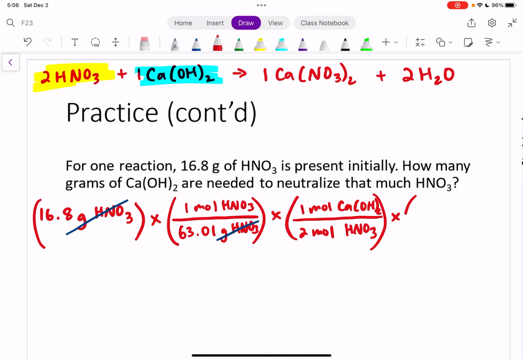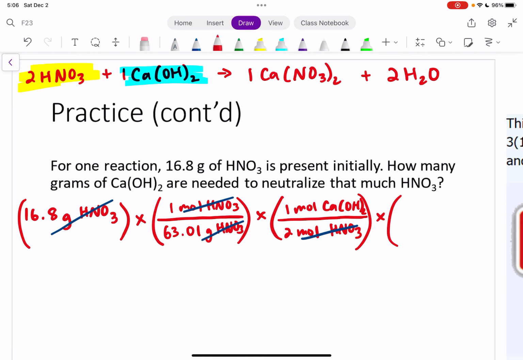Okay, next step, now we're in moles of calcium hydroxide, right? We've canceled out moles of HNO3, nitric acid. And in the last step, we want to go from moles of calcium hydroxide to grams of calcium hydroxide, right? That's our goal. Okay, so again, you're going to use the molar mass, this time of calcium hydroxide. And now we can cancel out those moles of calcium hydroxide, and we're left with grams of calcium hydroxide.